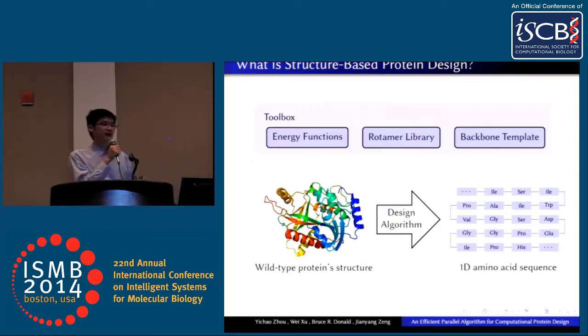In practice, assumptions are often made to decrease the complexity of the design algorithm. In many protein design models, the backbone of the protein is assumed to be a rigid body, while the side chains of the protein are only allowed to rotate among a finite set of discrete conformations, which is also called the rotamer library.